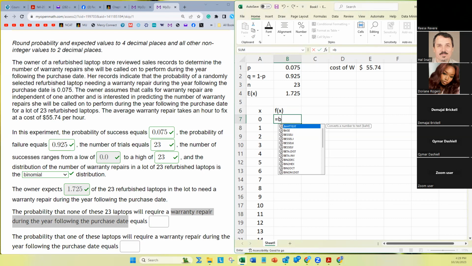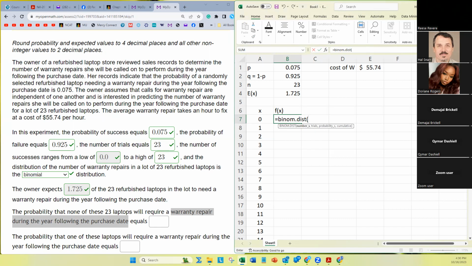And what do you think we do in Excel? We start typing binomial. The first one is the one we want, because it says it returns the individual term binomial distribution probability function. So we're going to stop right there and hit tab.